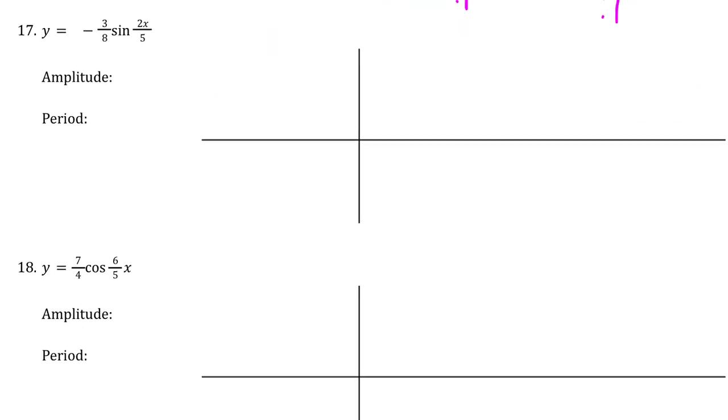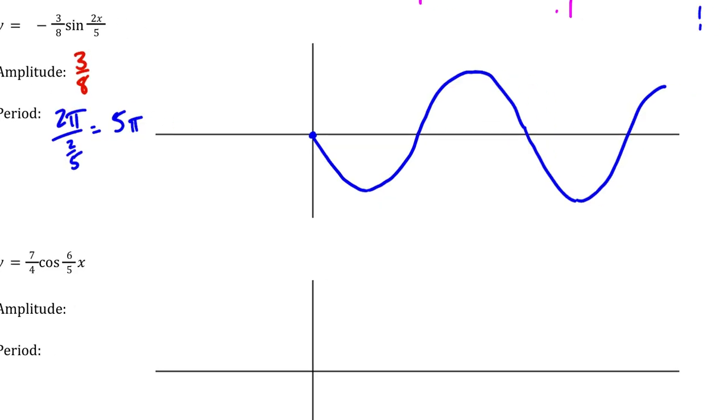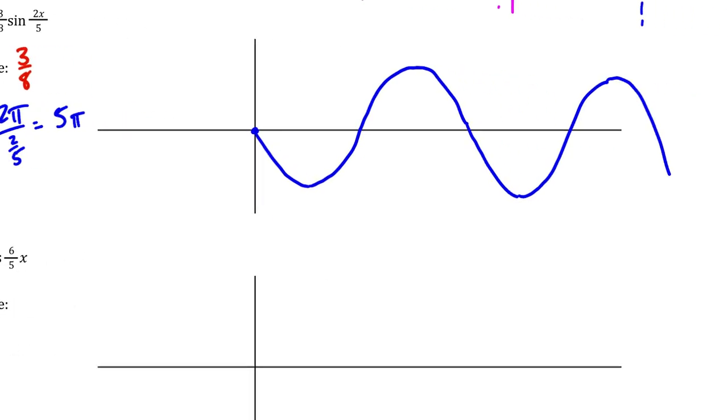Okay, next one. The amplitude is 3/8, but it's negative, so that means it's going down first. The period is 2 pi over 2/5, which is going to be 5 pi. Okay, so it's a sine function. It starts at 0, but because it's negative, we're going to go down first. There's 1 full period. There's a second full period. Right there is where the end of the second period is.